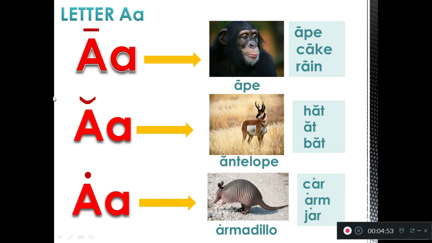So let's go over it again. Remember, this A with the dash on top is called A, as in ape, the monkey here. The second one is A with this curve on top. It's called A, and this animal here is called an antelope. And the third one is A with the ball on top of the A, which is armadillo. So I want you to know the difference. Remember, the dash on top is A, the curve on top is A, and the ball on top is R.